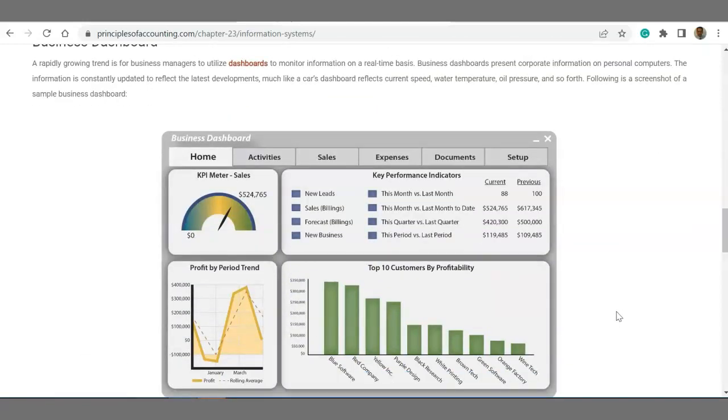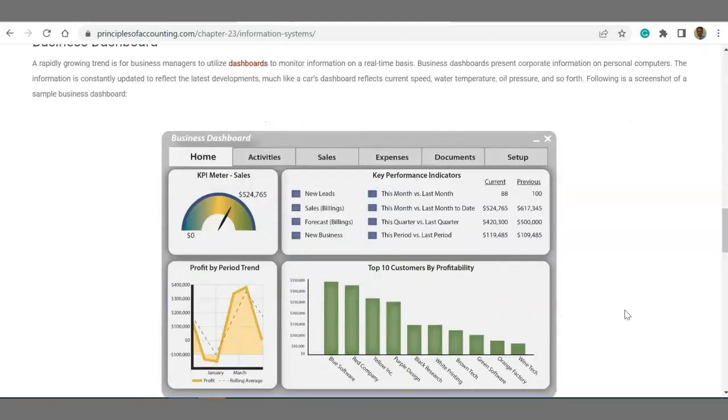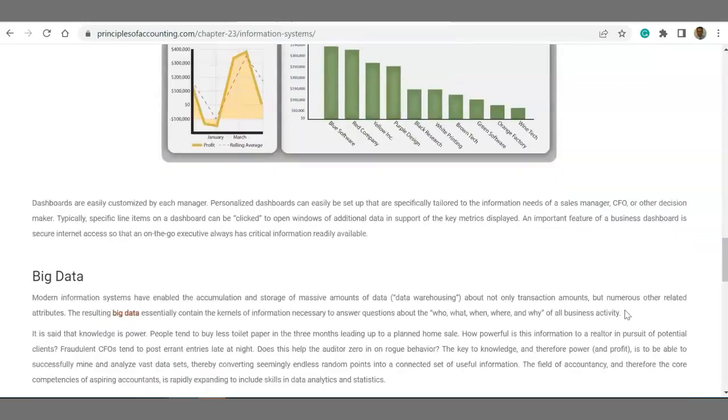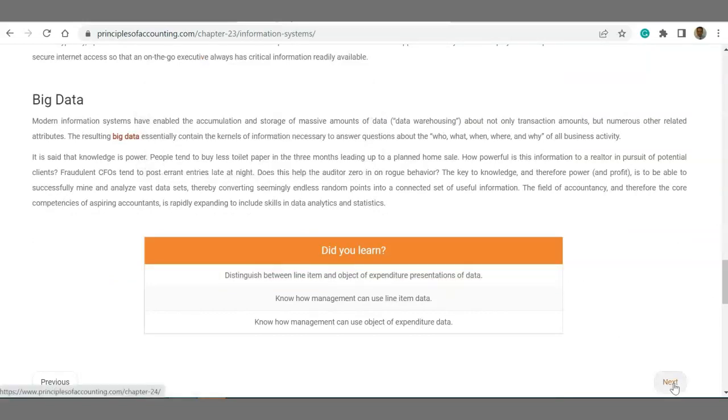And again, you can have a dashboard to look at the overall situation as a visual reference, and that will also be useful for managers. And here is the big data that I was talking about, which is nowadays data analysis. It's a very important subject in business, and I definitely suggest you take classes for data analysis.